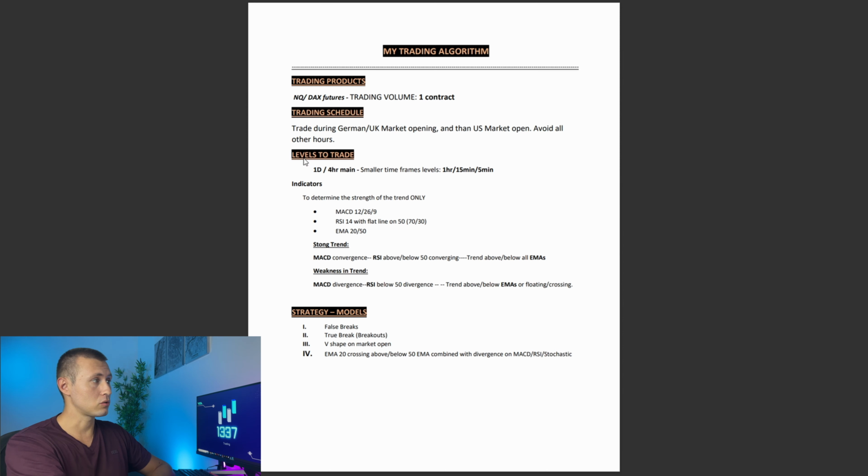Then we have the levels to trade. 1 day and 4 hours are the main levels to trade. And on the small time frames, I will be looking at 1 hour, 15 minutes, and 5 minutes. Okay, the indicators that I will be using are to determine the strength of the current trend only, and the indicators are MACD. The settings are default, basically 12, 26, and 9. Then RSI 14 with a flat line on 50. Basically, it's just the line in the middle, as I've explained to you in previous videos. The upper band and the lower band will be 70 and 30. The last indicator that I'll be using is the EMA, basically EMAs. It's 2 of them.